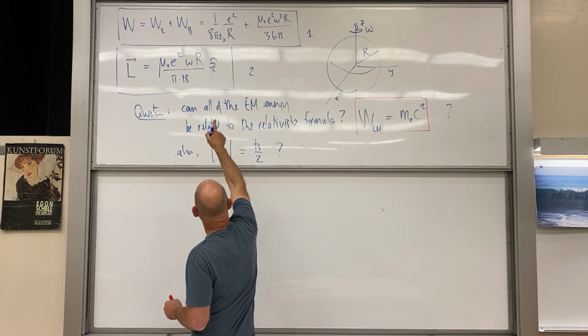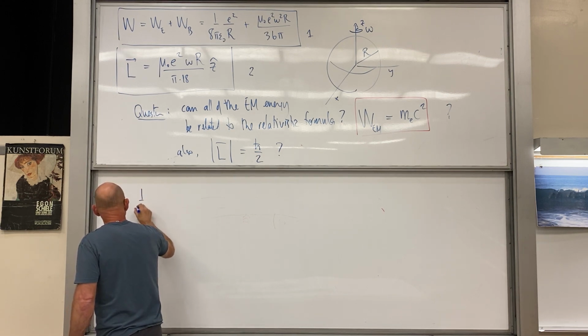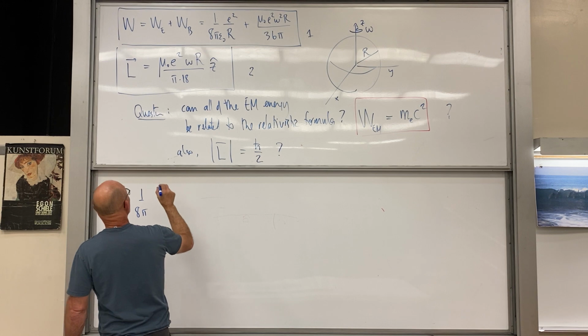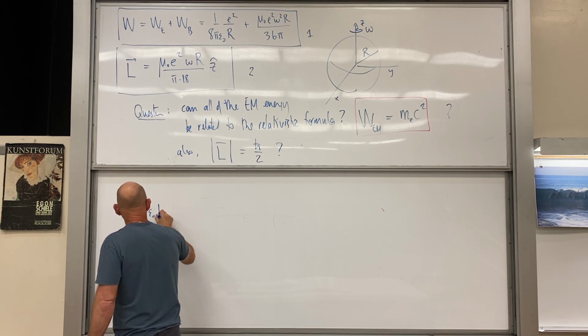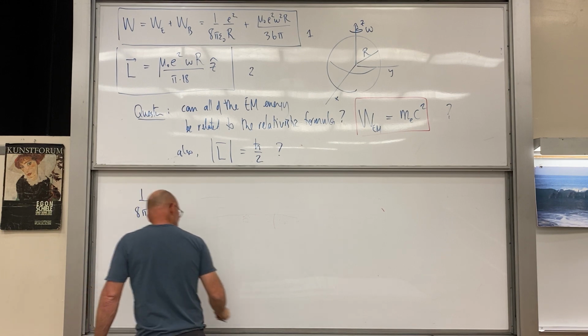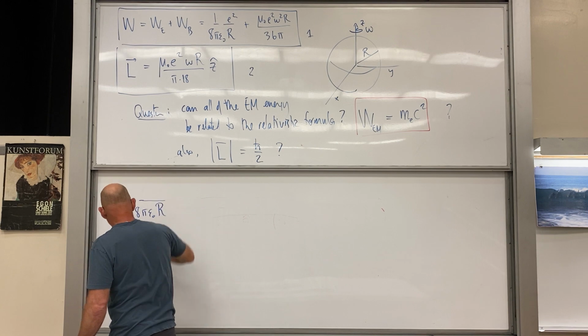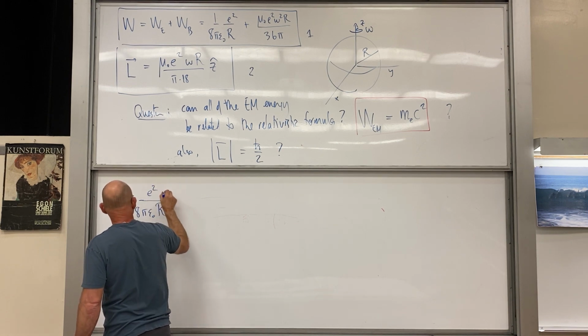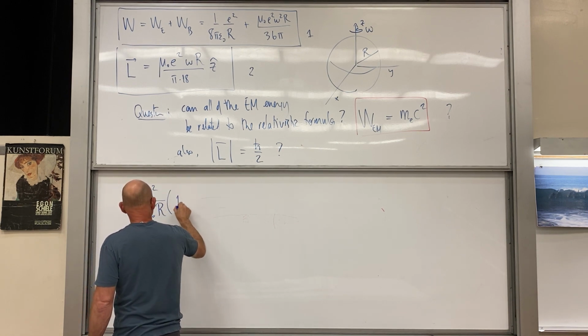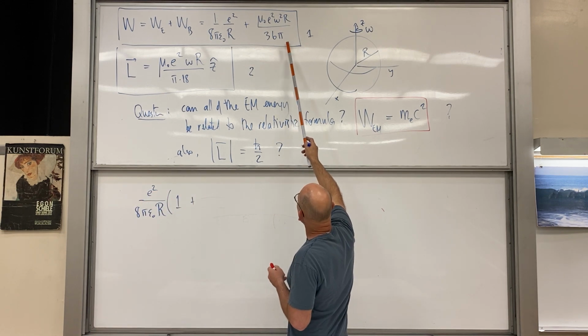And this energy can be expressed in an interesting way. 1 over 8 pi epsilon naught r, e squared. I'll just write e squared. So you got e squared, and you can factor that. You can factor that out of this expression here.